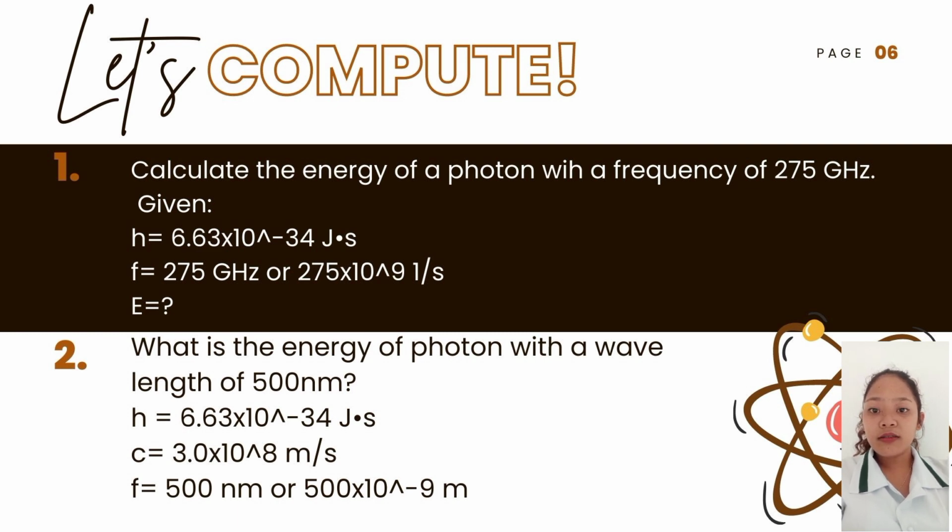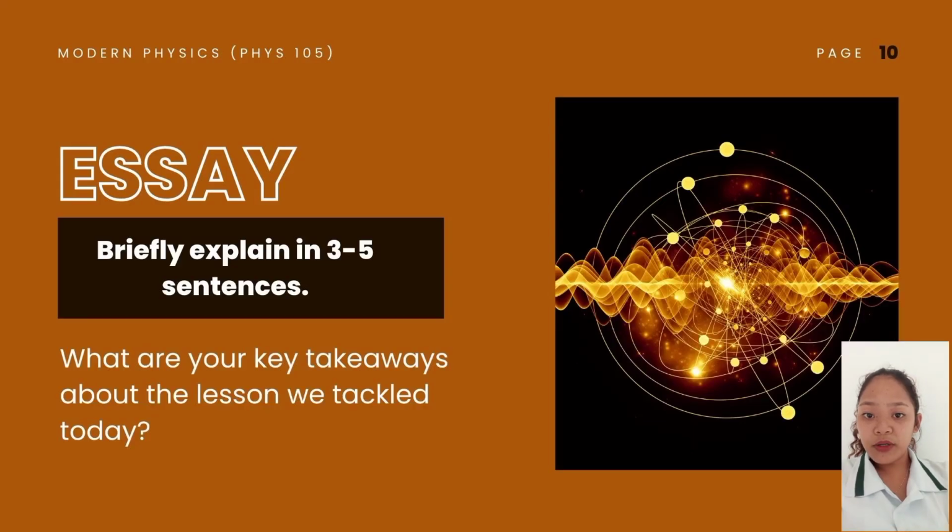That's great! So to test your understanding of our lesson for today, let's have another exercise. Compute it on one whole sheet of paper. First question, calculate the energy of a photon with a frequency of 275 gigahertz. Second, what is the energy of a photon with a wavelength of 500 nanometers? Also, briefly explain this in 3 to 5 sentences.